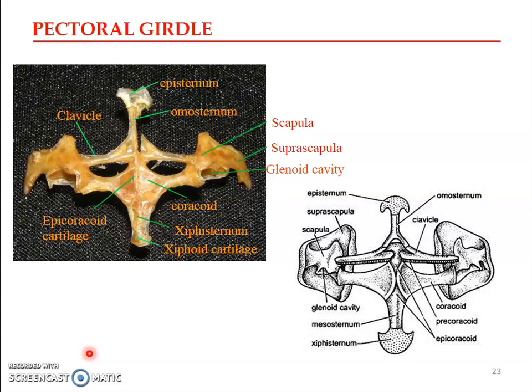Okay. Now, first the pectoral girdle, or the shoulder girdle. It is present in the thoracic region and it provides a site of attachment for the forelimbs as well as the muscles associated with them. The pectoral girdle also protects the inner softer parts of the thorax. The girdle consists of two similar halves united mid-ventrally and separated dorsally.